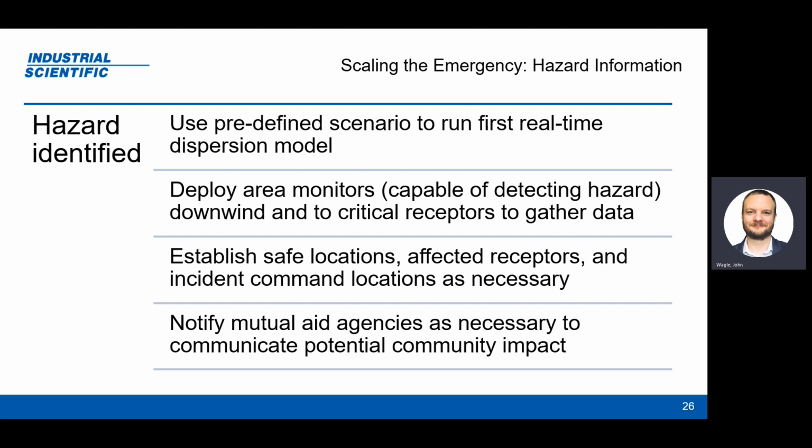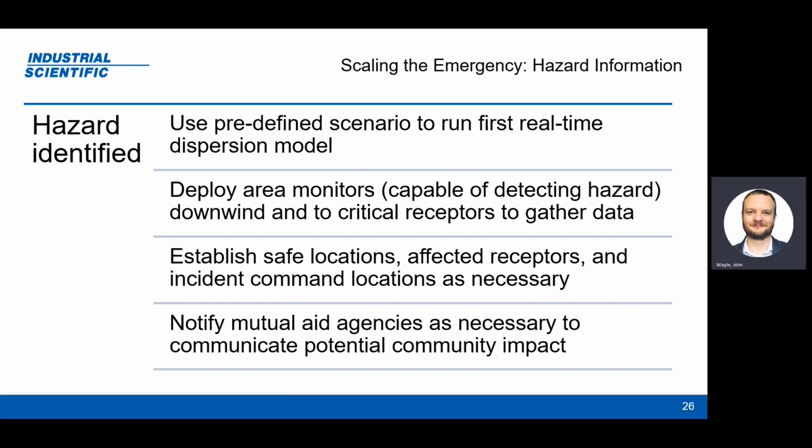So in the previous step, we knew something had happened. By the time we hit this step, we know what the hazard is. If we have multiple chemicals we're storing on site, we've determined, oh, this is the chemical in question. Here's how it spreads, and here's how the impact will work on human life health. From there, we can run our first real-time dispersion model using our predefined scenarios that we've been practicing.